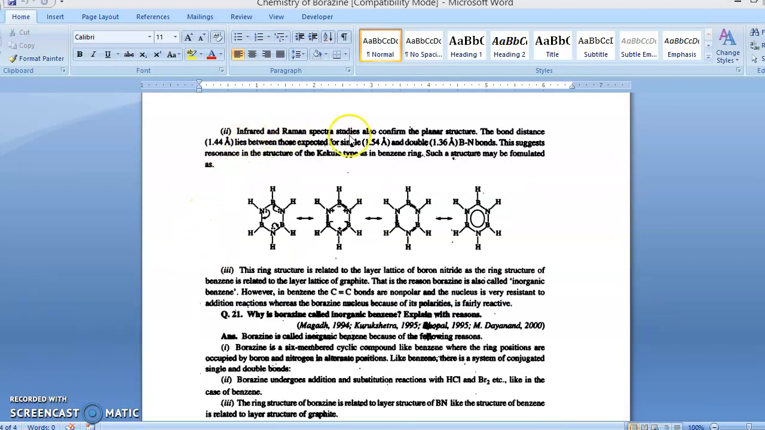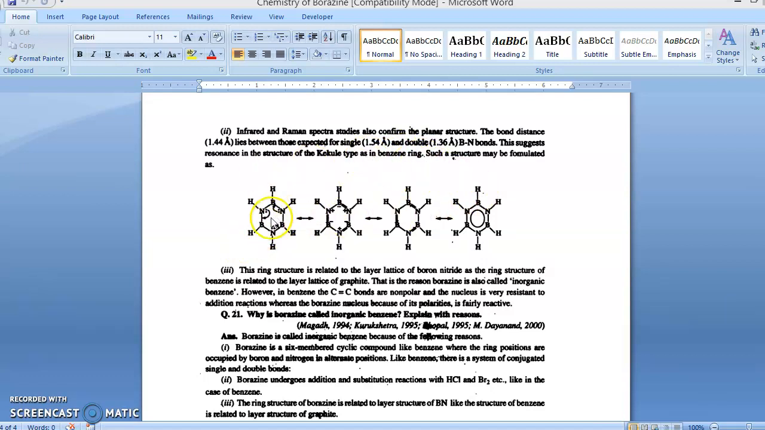Now, infrared and Raman spectra studies show that, these infrared and Raman spectra, these are all spectroscopic analysis. So, these two spectroscopic analyses, that means infrared and Raman spectroscopic analysis, show that the structure of borazine is planar, and the bond distance between boron nitrogen is 1.44 angstrom. And this bond distance lies between that of a single bond like 1.54 angstrom and a double bond 1.36 angstrom of boron nitrogen bond. This suggests that the structure is basically a resonating structure like benzene ring.